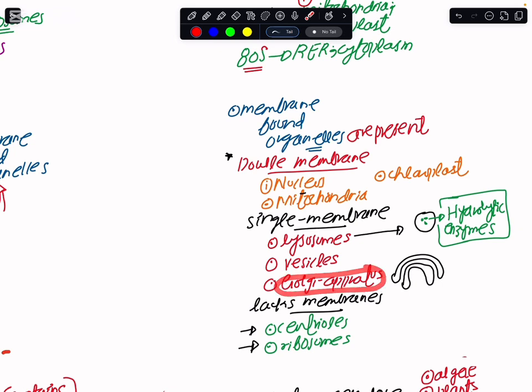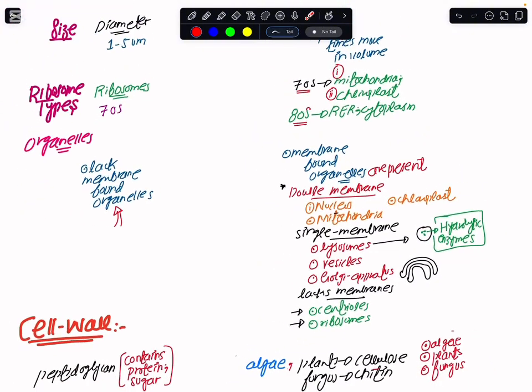Likewise, the Golgi apparatus, the rough endoplasmic reticulum and the smooth endoplasmic reticulum have a single membrane boundary around them. And it is important from the MCQ point of view that, like the prokaryotes, the centrioles and the ribosomes do not have any membranes around them.